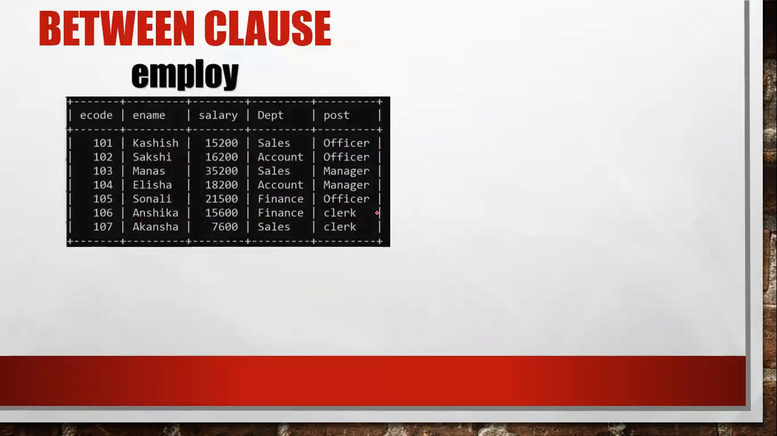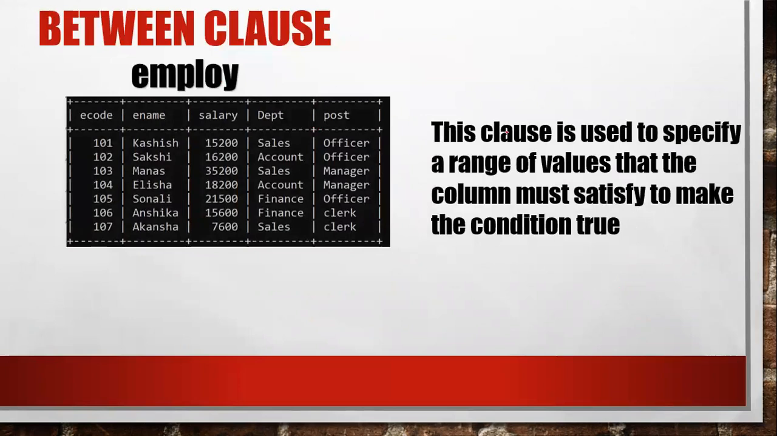So suppose we have a table like this, named as employee. What does between clause do? This clause is used to specify a range of values. Okay, this clause is basically used to specify a range of values that the column must satisfy to make the condition true. Okay, so when we are going to use a between clause, then what will we have to do? We have to specify a range, and also we have to specify a column name. Okay, we have to specify two things. First one is the range and the second one is the column name.